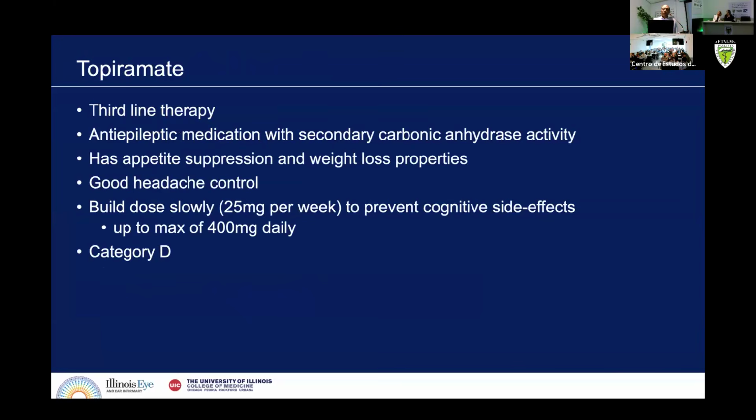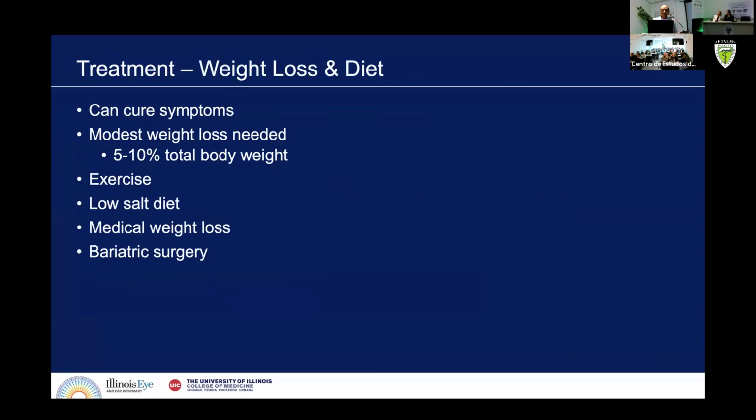And then the third-line drug is topiramate. This is an anti-seizure medication. It has a number of other beneficial effects, such as it's a good headache drug. Many neurologists use it simply for headache. And it's also an appetite suppressant, so it can help with weight loss. Weight loss is a really critical part of this condition. The problem with weight loss is it doesn't happen fast enough.